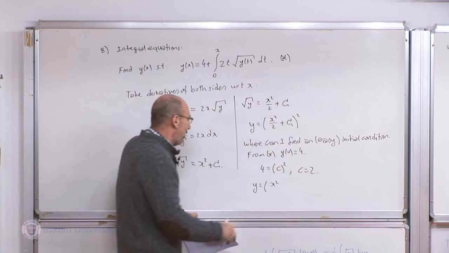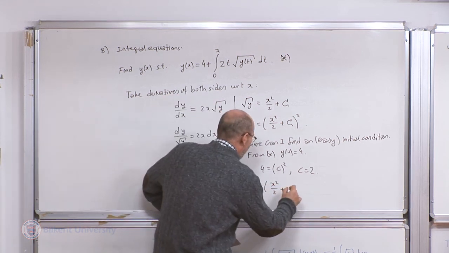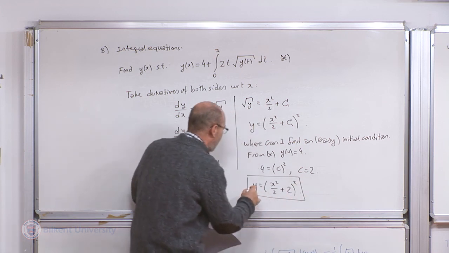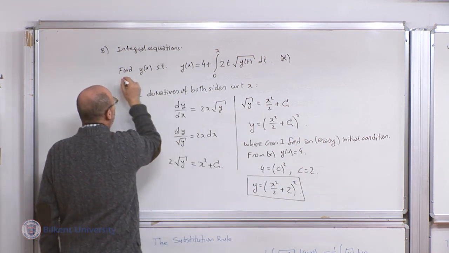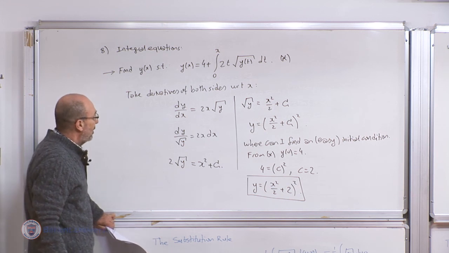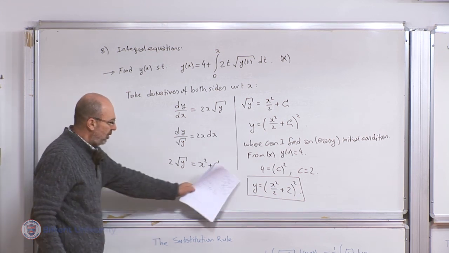Okay, so c is 2 plus 2 square is the answer. Okay, so this is the question. Find y such that it satisfies this integral equation. The answer is this.